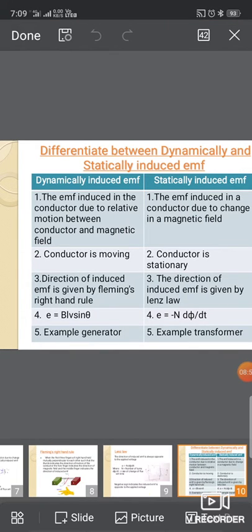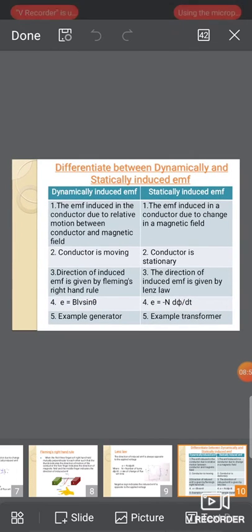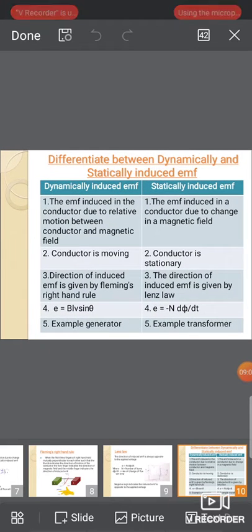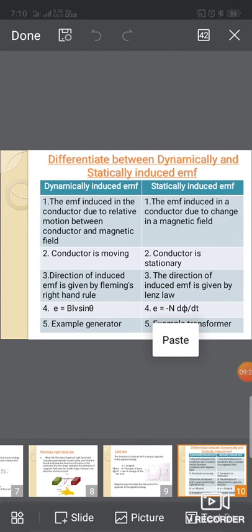Differentiate between dynamically induced EMF and statically induced EMF. In dynamically induced EMF, the EMF is induced in the conductor due to relative motion between conductor and magnetic field, whereas in statically induced EMF, the EMF is induced in a conductor due to change in the magnetic field. In dynamically induced EMF, the conductor is moving whereas the field is stationary. In statically induced EMF, the conductor is stationary and the field is moving.